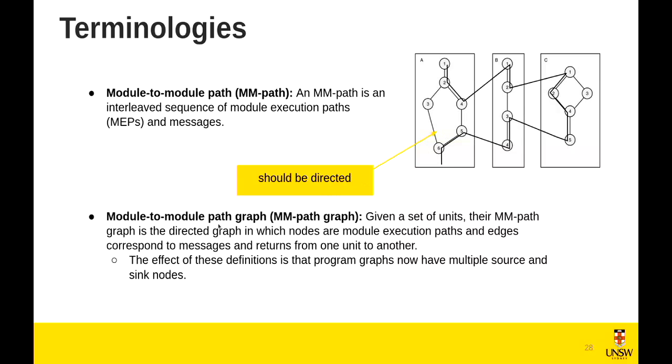And with this MM path, we can build an MM path graph. The definition of this MM path graph is that given a set of units, the MM path graph is a directed graph where the nodes are module execution paths and edges correspond to messages and returns from one unit to another. The effect of this definition is that the program graphs now could have multiple source and sink nodes. So this is how we define this MM path graph.